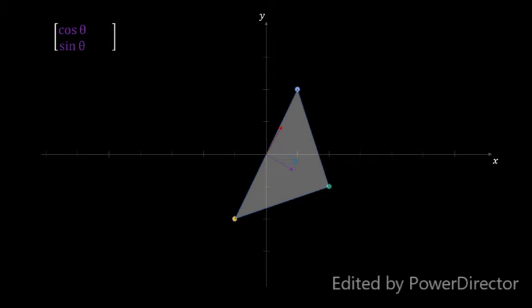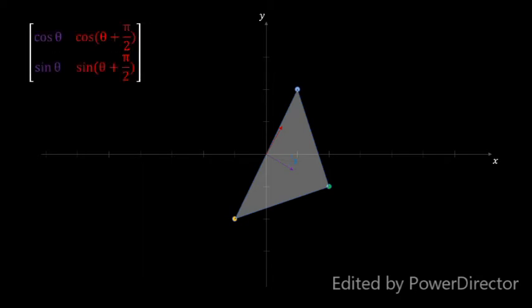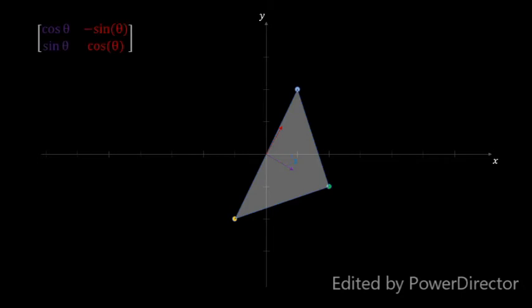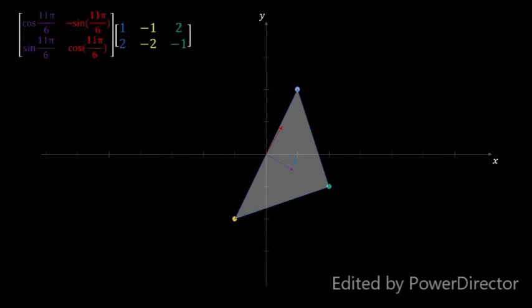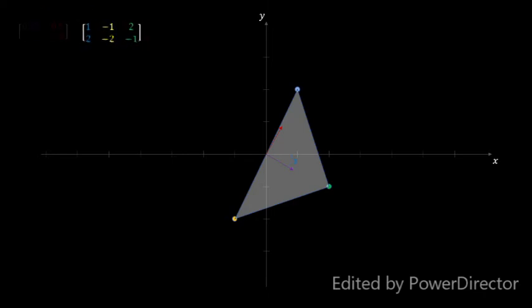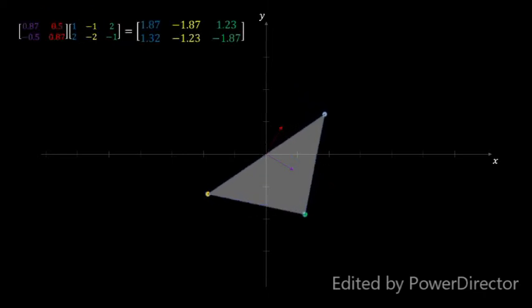And to find the j hat, we have to add 90 degrees. And by applying some trigonometrical functions and equivalences, we get these new values. By multiplying this transformation matrix with the set of vertices, we indeed have the new values of the vertices, which appears to be negative 30 degrees rotated.